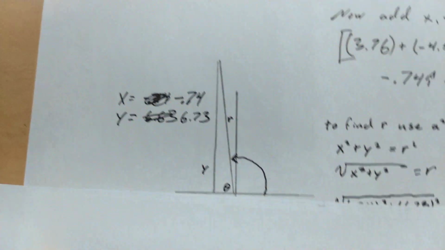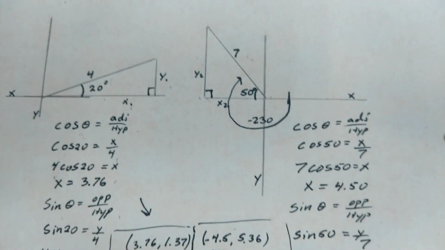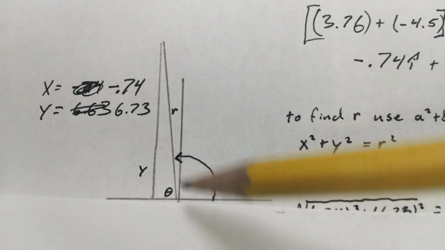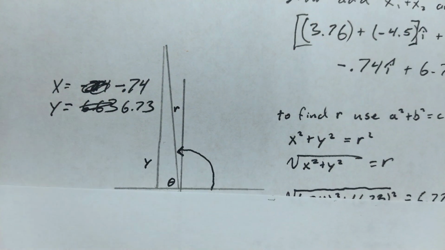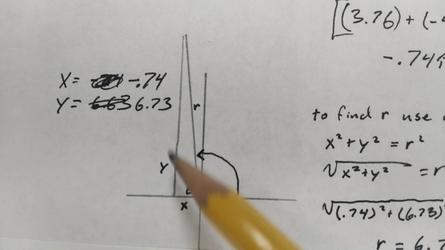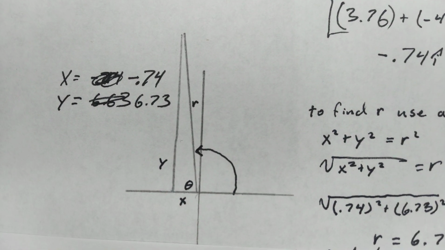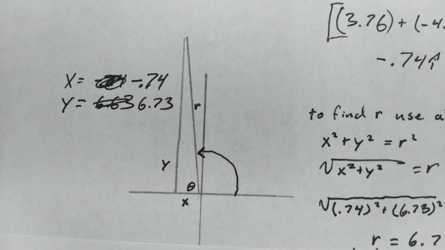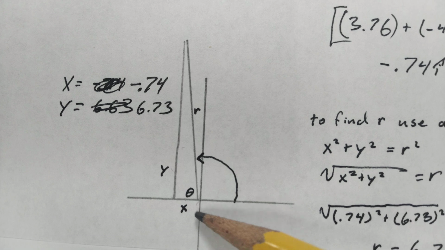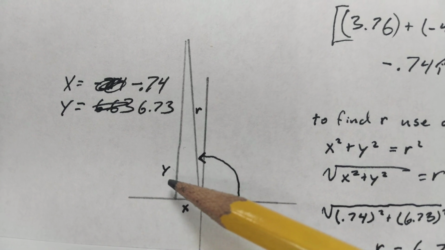So what it's really telling me is when I add these two vectors together, this vector and this vector, the resultant vector is right here in this quadrant. This vector has an x and a y value that we know, but we don't want that in that format. We're looking for it to be in polar coordinates. So I'm going to take my x and my y. My x is negative 0.74, my y is 6.73.